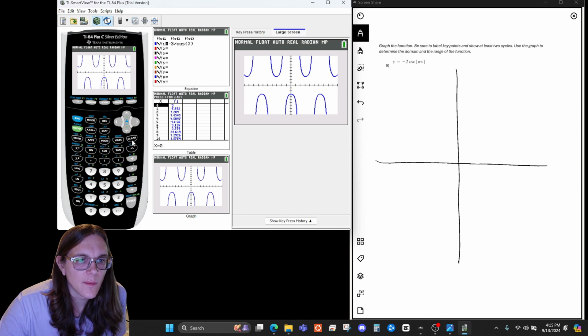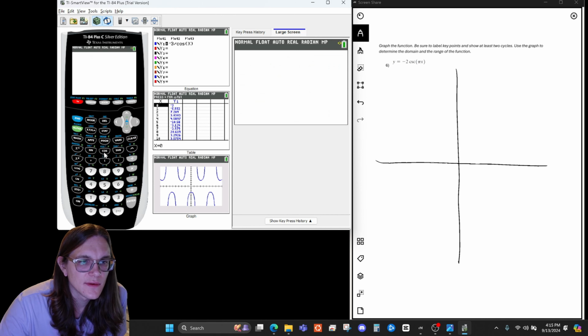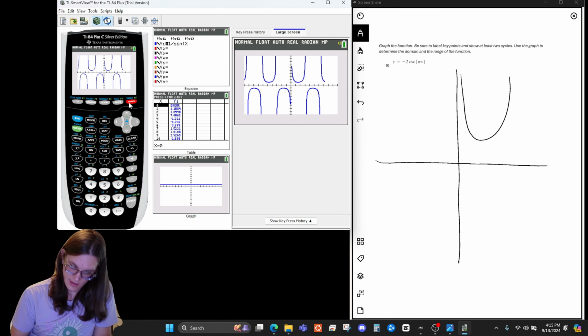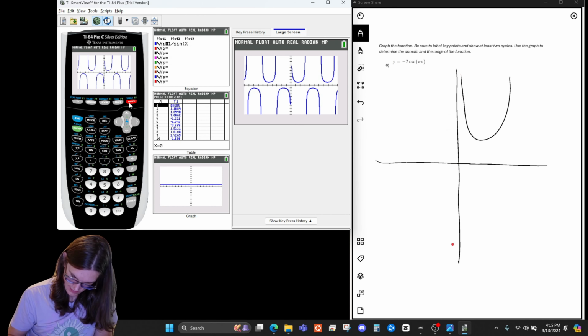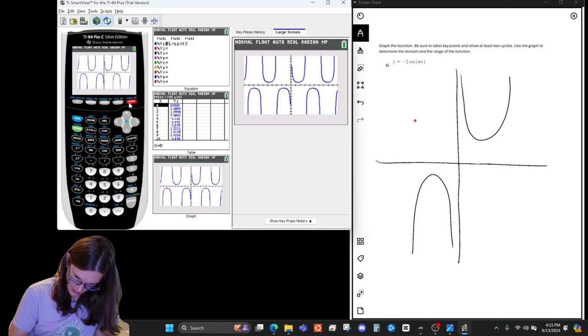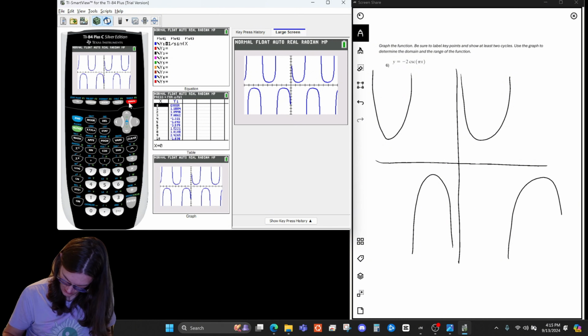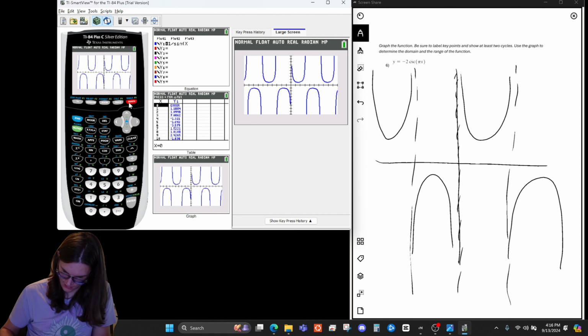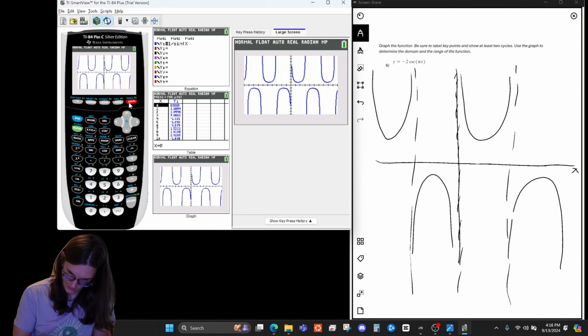So I want my original cosecant, which is 1 over sine. Okay, it looks like this, I believe. Yep. And here, and here, and here. Okay, with the dots, and then this is also an asymptote, and the dots. This is my x, this is my y.